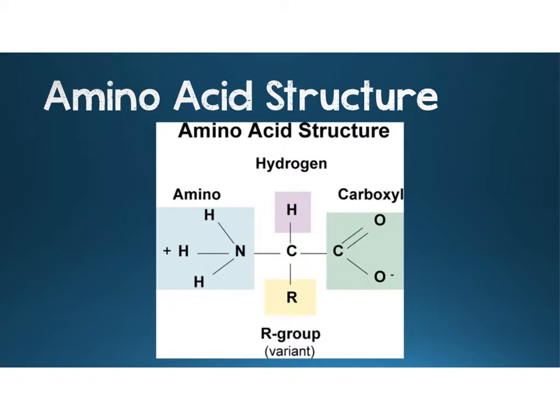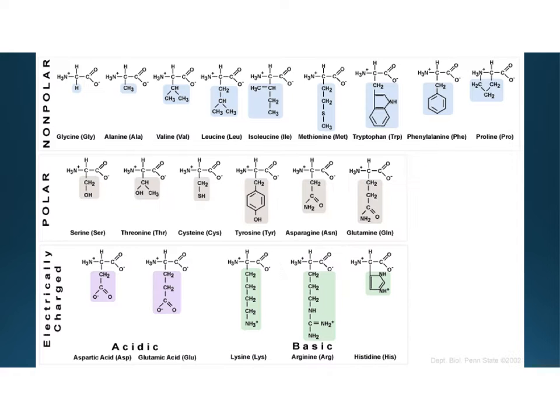Here we see a picture of this structure in action. You've got your alpha carbon in the middle, that's this one. Then you've got your carboxyl group on one side and your amino group on the other. Pointing down below, you've got the R group. That R group is the variable group. It's going to change based on what amino acid you're talking about. It is important that you know these groups around the amino acid.